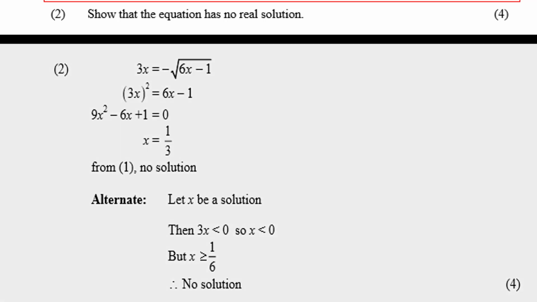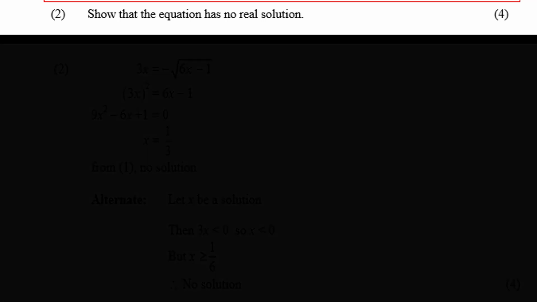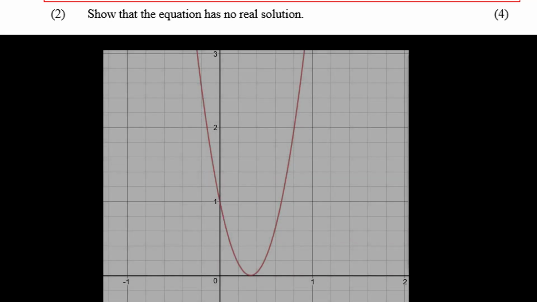This is a contradiction. If this is freaking you out, relax. You're not alone. It freaked me out too. Imaginary numbers tend to do that.